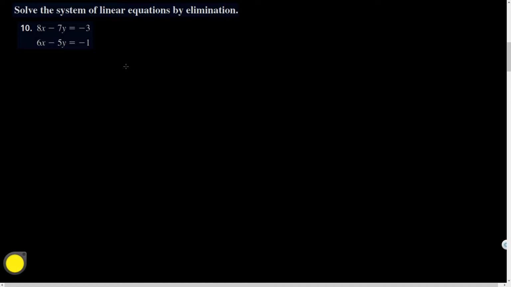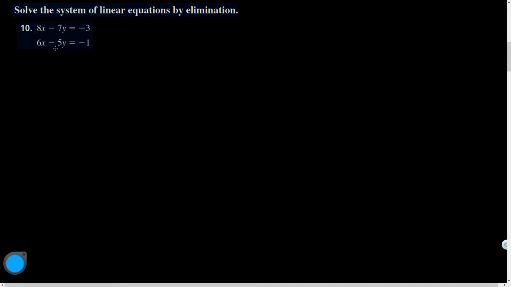All right. Trickier but more powerful method is the elimination method. And so what I'm going to do here, the idea is that I want to add these equations together and have it so that one of these variables, the x's or the y's, eliminate one another. And right now if I do that, 8x and 6x is 14x. Negative 7y, negative 5y would be negative 12y. They don't eliminate.